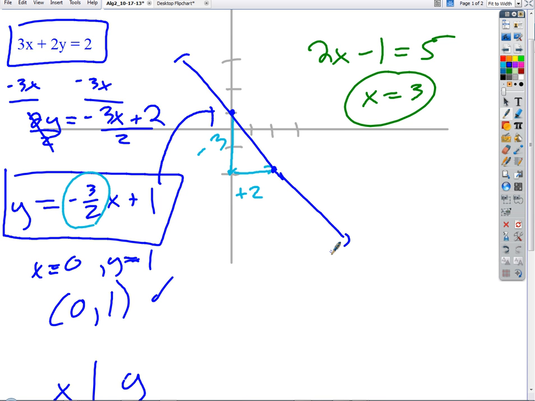Yes, ma'am? Hey, teacher, have no arrows. Those are pretty bad arrows, aren't they? Need to go back to teacher school and learn how to make arrows.